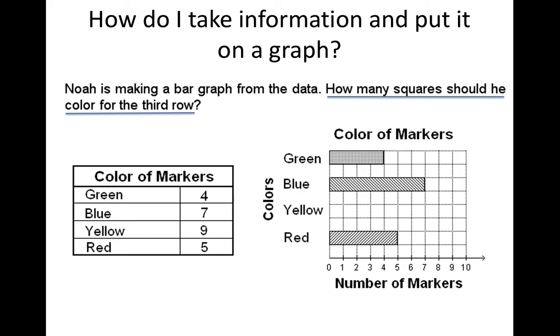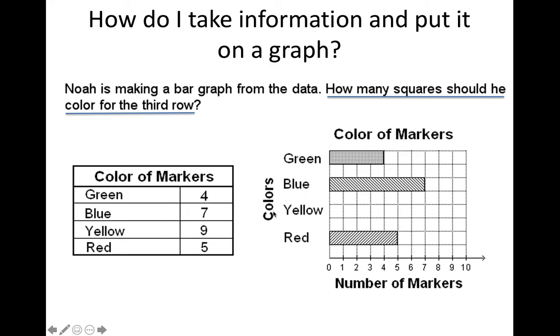So it says, Noah is making a bar graph from the data. How many squares should he color for the third row? So we have color of markers. That's what he's comparing. So we have the 4 colors, green, blue, yellow, and red, which are listed here.